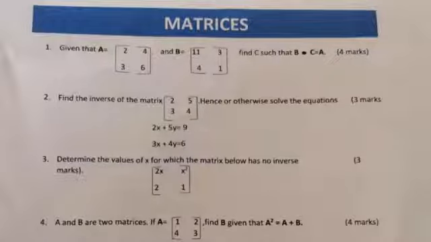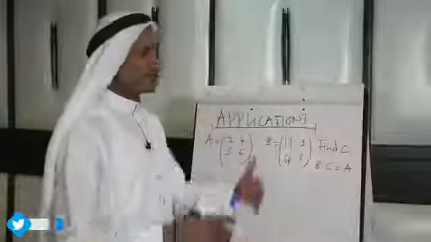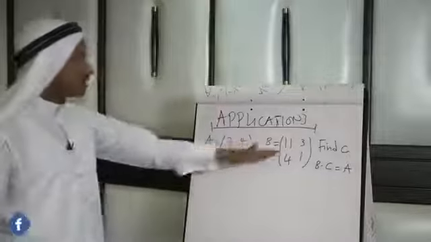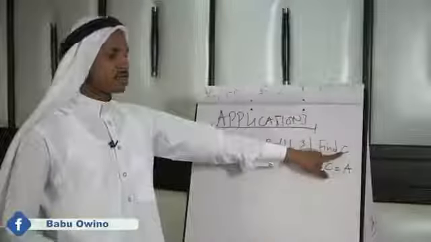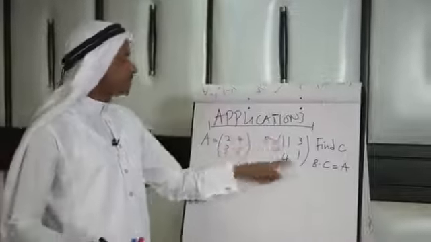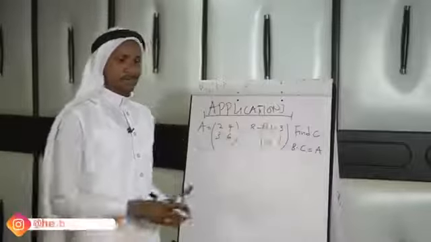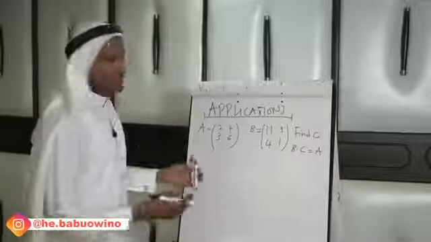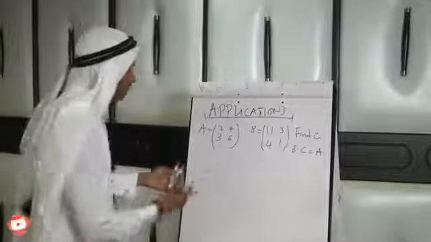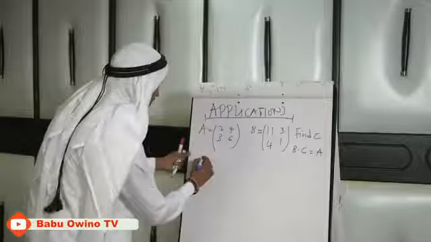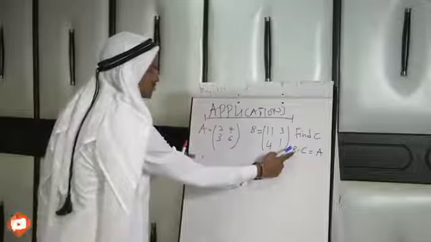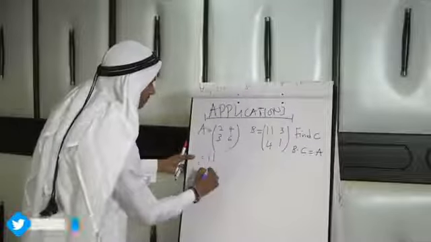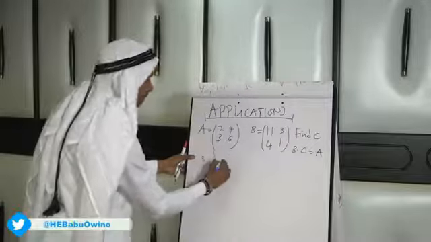Class, this is a very easy question. You just have to breathe in and breathe out, and then you smile. So you are given A, you are given B, but you are not given C, but you are told that B times C equals A. So how do we get C? Just come down here. Start with what you are given here, which is B. Write it down: 11, 4, 3, 1.